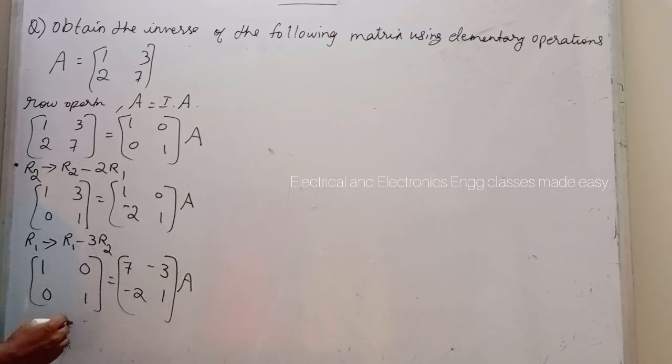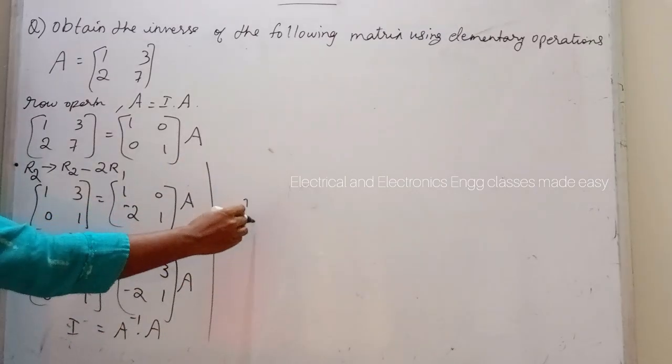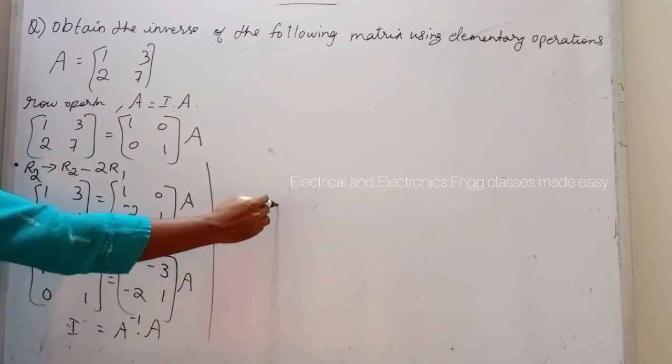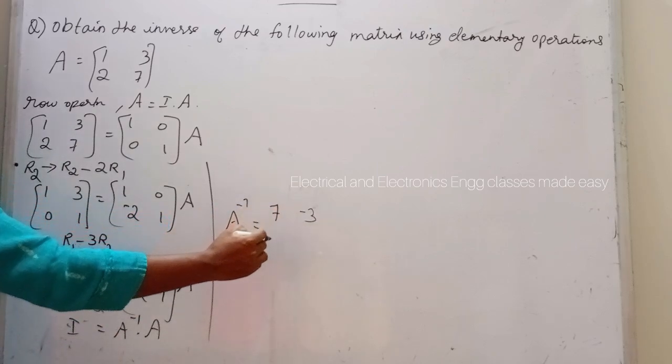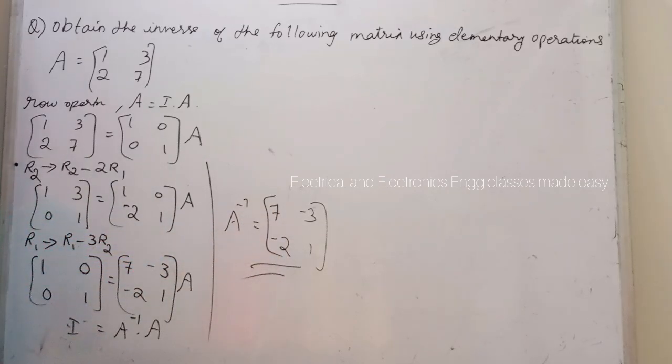Into A. So this is in the form I is equal to A inverse into A. So here what is A inverse? So A inverse is equal to the matrix 7, minus 3, minus 2, 1. So this is A inverse.